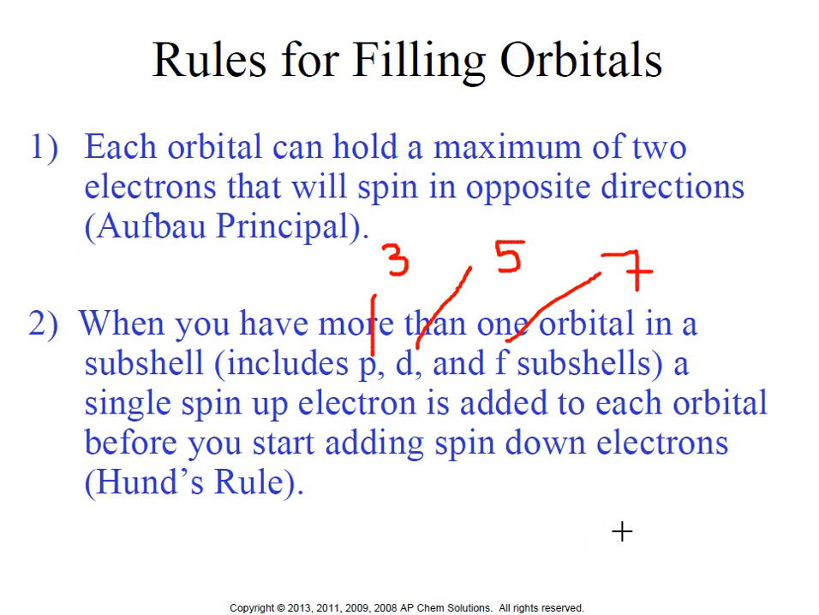When you have more than one orbital in a subshell, you're going to put a single spin up. This could also be down, as long as it's the same direction each time, is added to each orbital before you start adding the opposite spin. So you put 1 electron with each spin, and then you can come back and do the opposite. And we'll see some examples of Hund's rule.